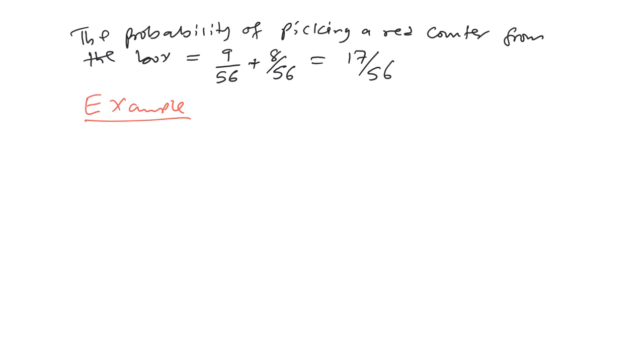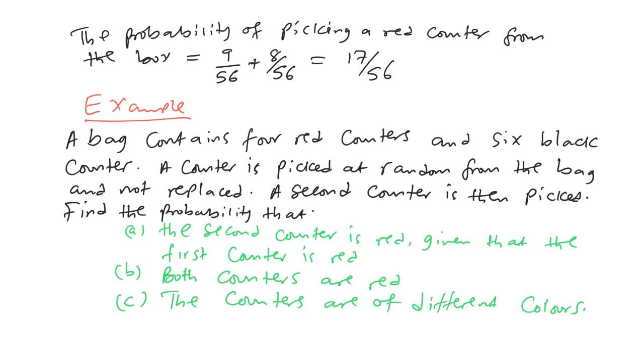Let me write it down. Look at this problem. A bag contains 4 red counters and 6 black counters. A counter is picked at random from the bag and not replaced. A second counter is then picked. Now they are saying find the probability that the second counter is red given that the first counter is red. Both counters are red. The counters are of different colors. Okay, look at these problems and see how we can go about them.